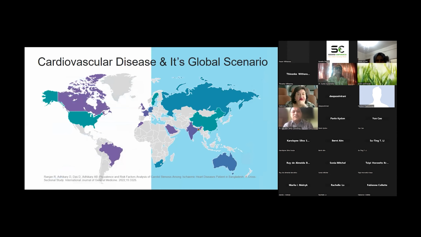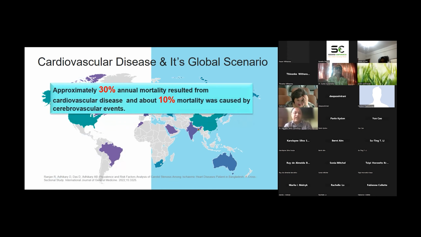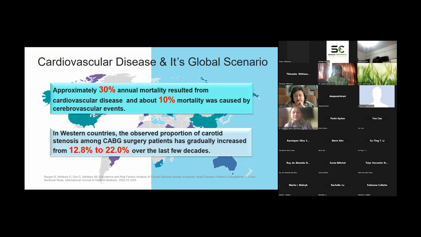So, cardiovascular disease and its global scenario. In the real world, approximately 30% annual mortality results from cardiovascular illness, and about 10% mortality was caused by cerebrovascular events. In Western countries, the observed proportion of carotid stenosis among CABG surgery patients has gradually increased from 12.8% to 22% over the last few decades.